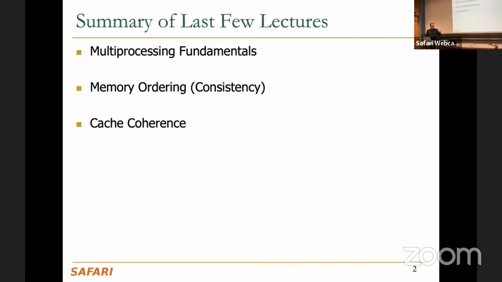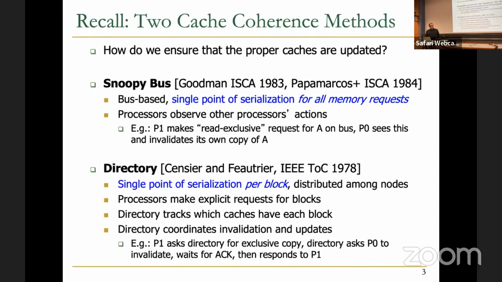This is a very brief overview of our last few lectures. We discussed multiprocessing fundamentals. Yesterday, we also saw memory ordering, which is consistency as another word, and cache coherence. This is a recall of yesterday's lecture about two cache coherence methods. We discussed a Snoopy bus, where caches are connected to a shared bus and are snooping the bus, observing it, and updating metadata related to the coherence protocol depending on things that are happening on the bus.